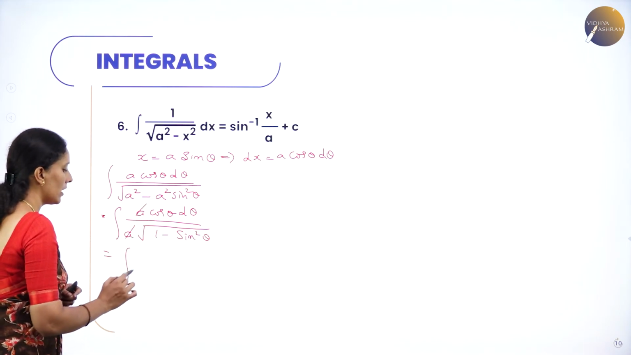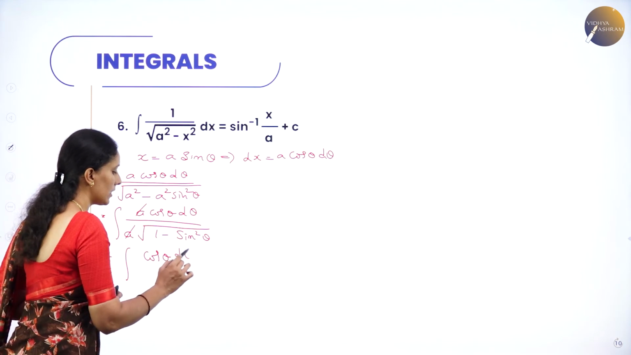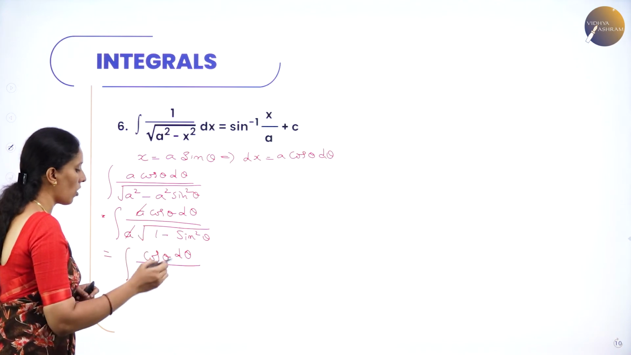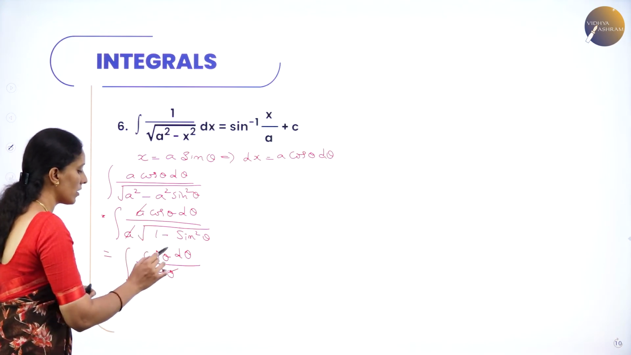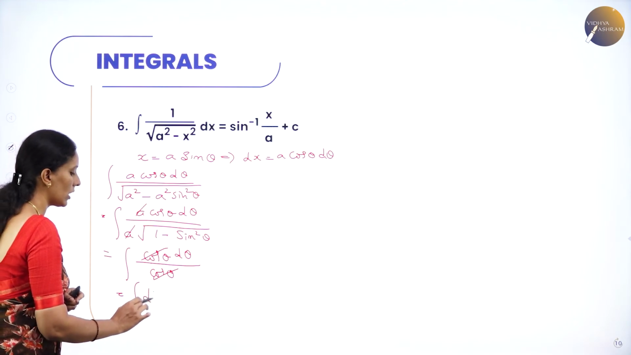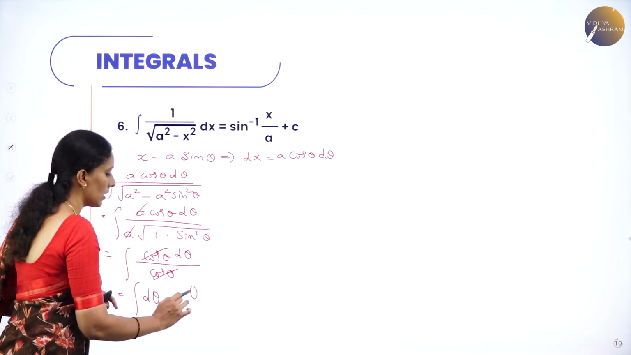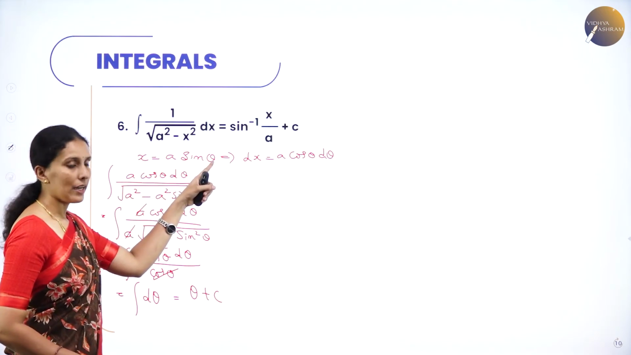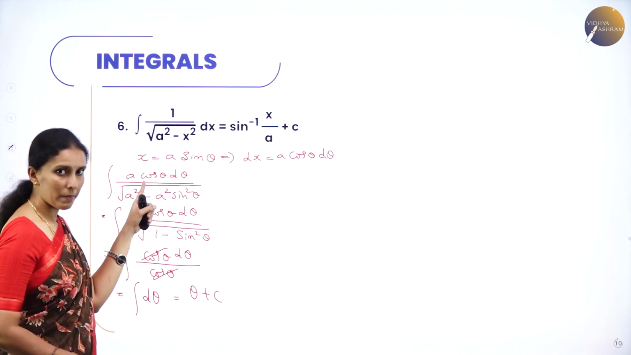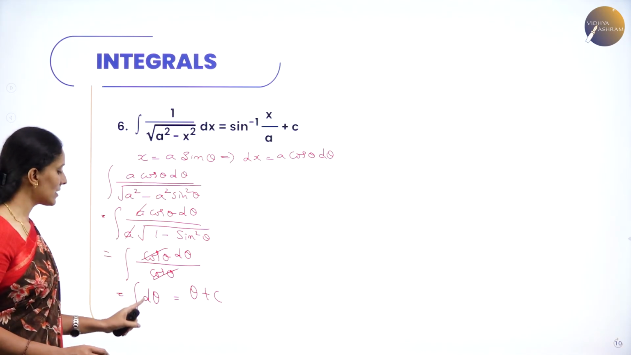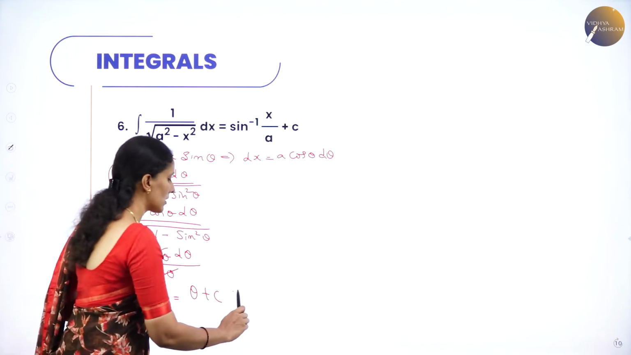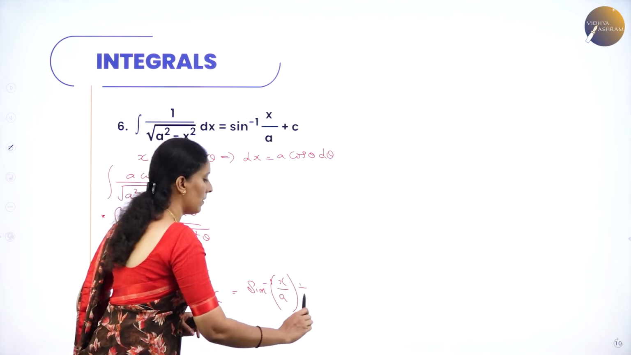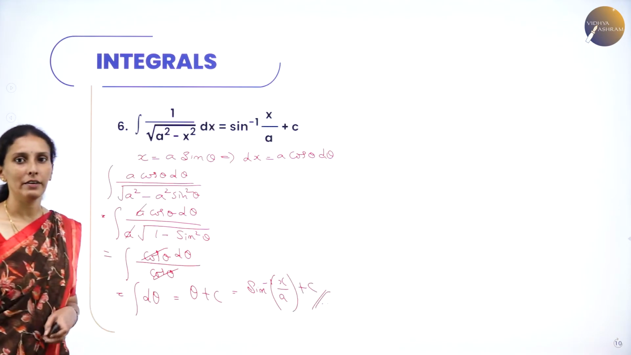A gets cancelled. Integral of cos theta d theta divided by 1 minus sine square, which is cos square. Under the square root, cos square becomes cos theta. So cos theta cancels. We get integral of d theta, which becomes theta plus c. Now we have x is equal to a sine theta. So sine theta is x divided by a. So if you want theta, it is sine inverse x by a. So this can be written as sine inverse x by a plus c. So this is the proof for the given result.